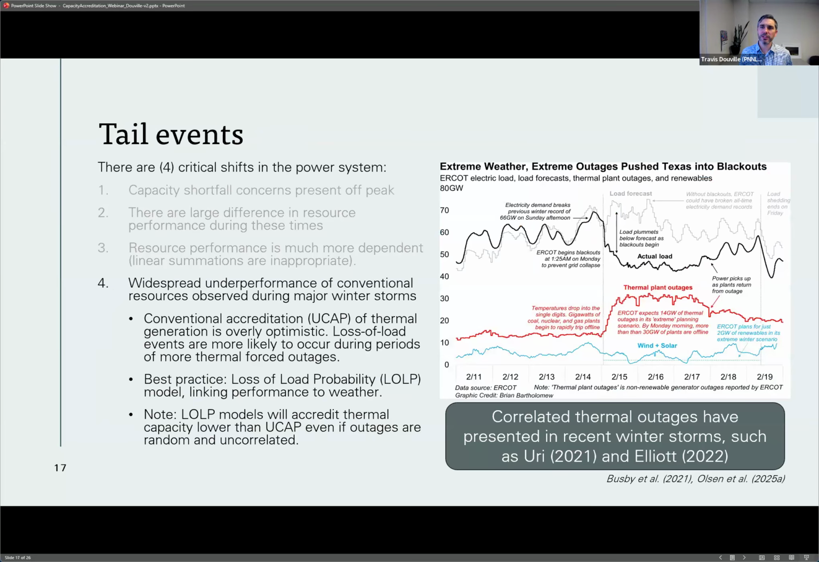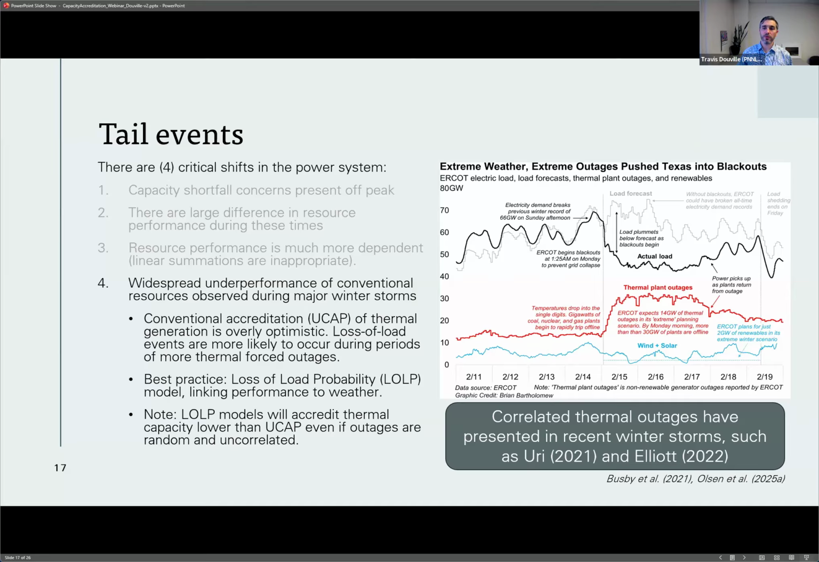Now let's revisit our key shifts in the power system sector, which are driving the needs for new approaches to accreditation. The fourth critical shift, and one that has presented a bit more recently and vividly for us, is that there may be widespread underperformances of conventional resources during major meteorological events such as winter storms. This could also be true in heat waves or other extreme conditions affecting large geographic areas.